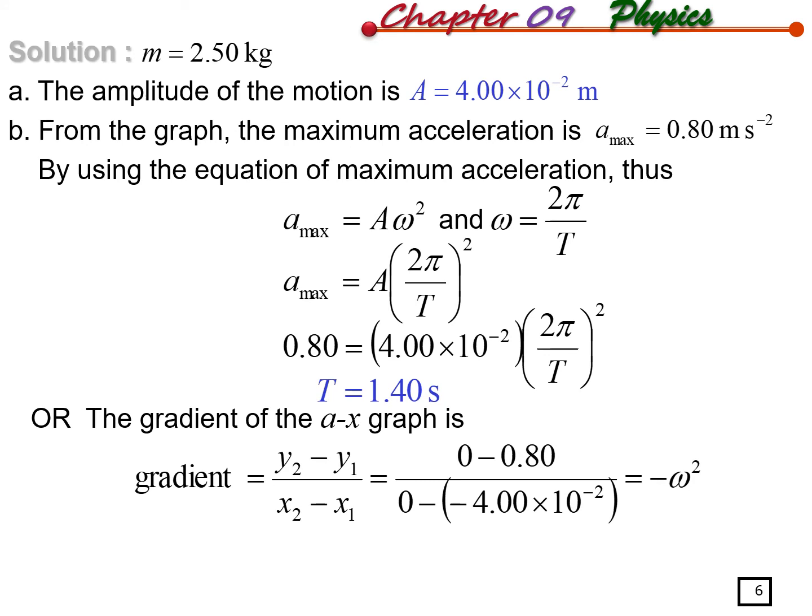Okay, or the gradient, if we just do comparison, a will be equivalent to the y-axis and then x will be equivalent to a, right? Amplitude. So therefore the gradient will be equivalent to negative omega square. So if we calculate the gradient, we can also determine the period.